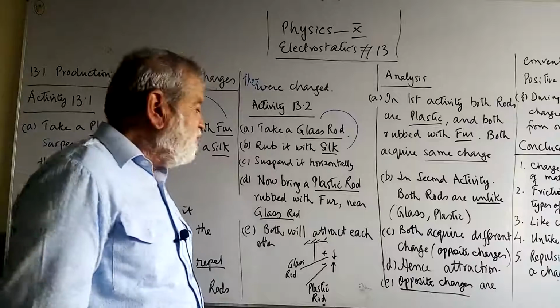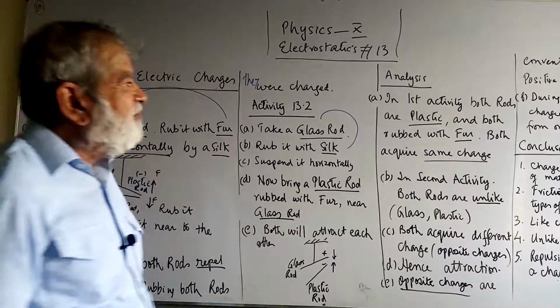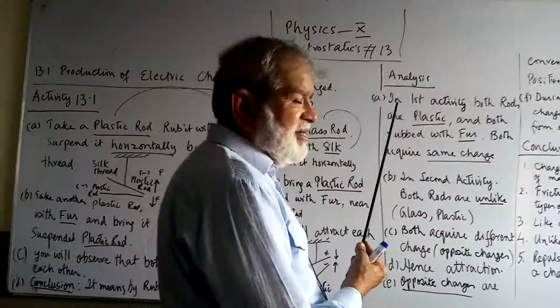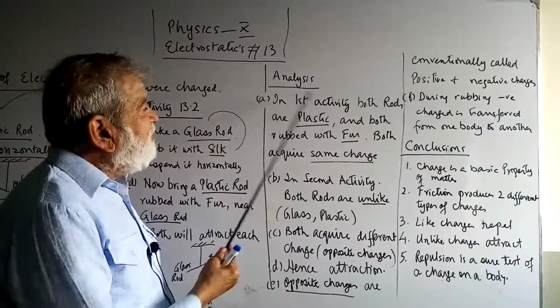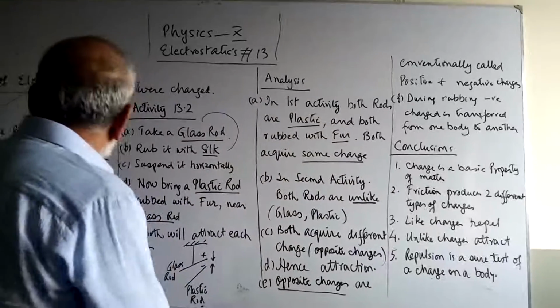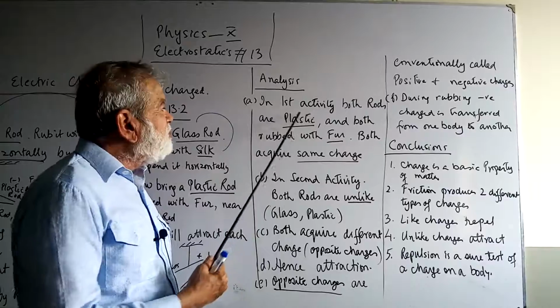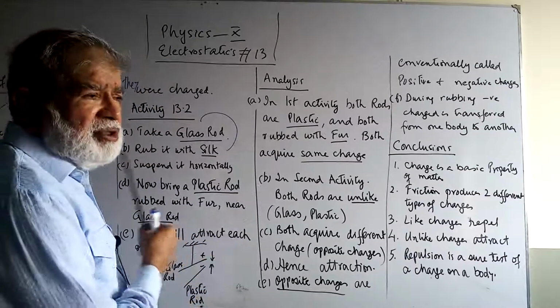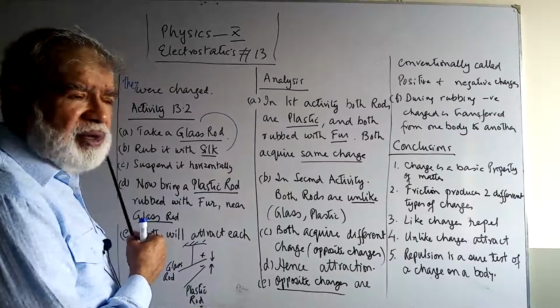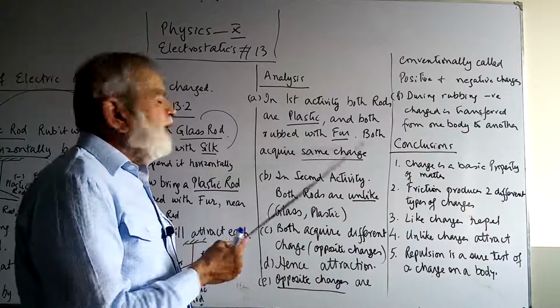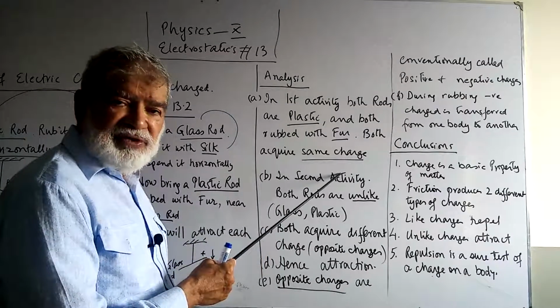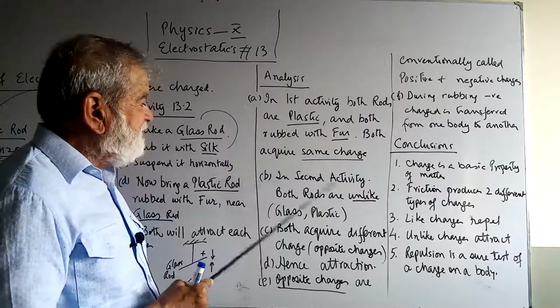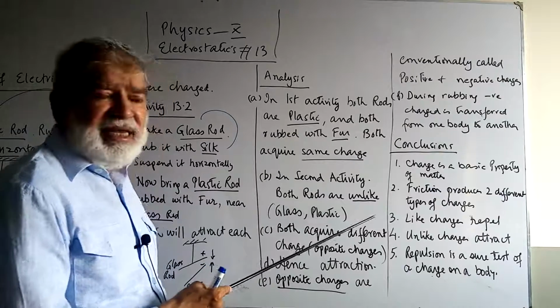Now what conclusion do you draw from this? The analysis is, in the first activity, 13.1, both rods were plastic and both were rubbed with fur, and both acquired the same kind of charge. In the second activity, both rods are unlike.